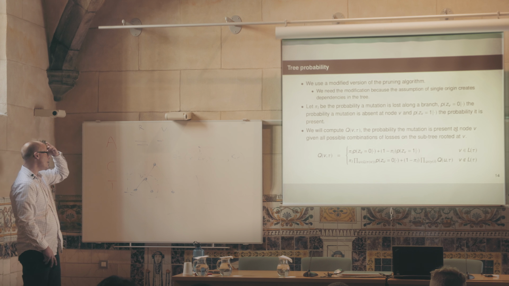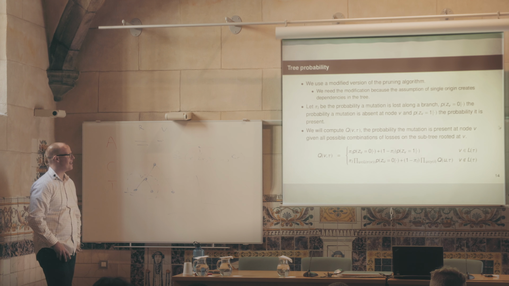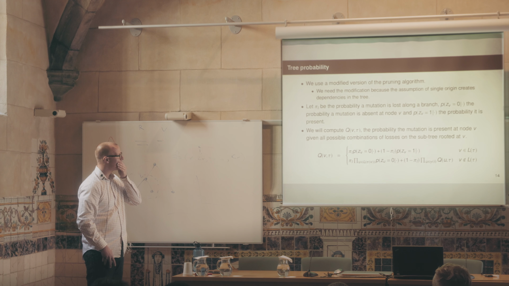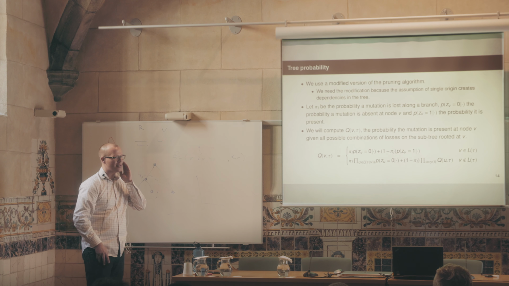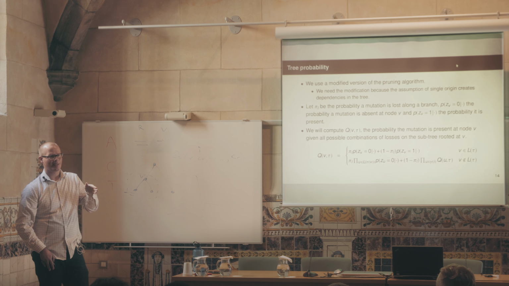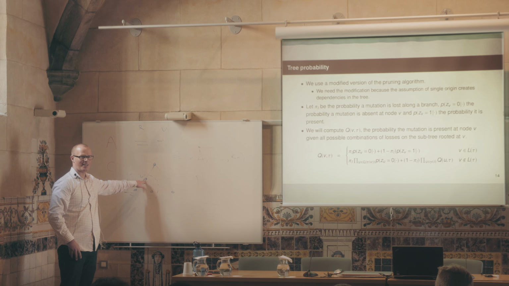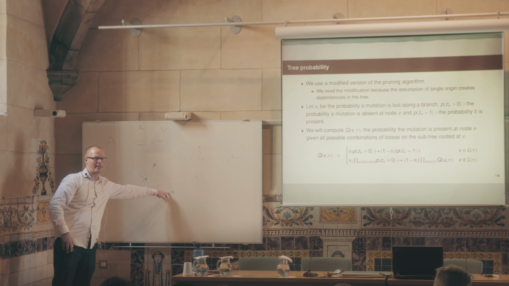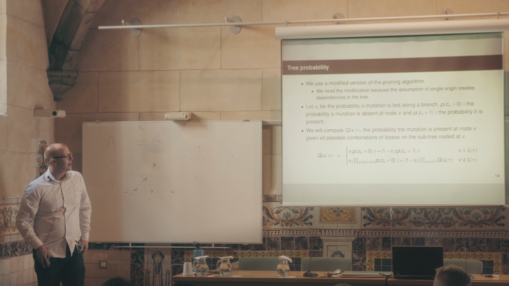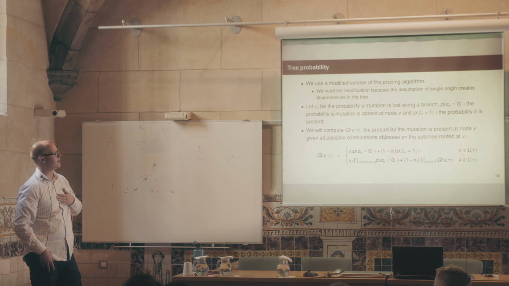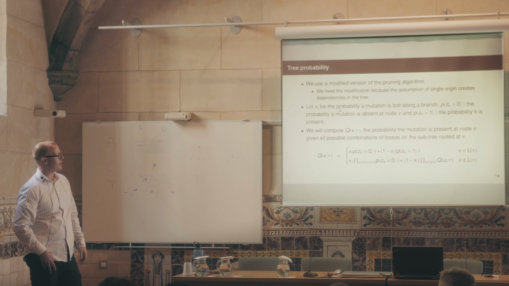So we end up with a slightly non-standard version of the pruning algorithm in this problem. The main issue is the single origin assumption creates dependencies among the state parts of the tree. If I say that a mutation originates here, I know that it's definitely absent there, right? So to work out the pruning algorithm for this, we need a bit of notation.